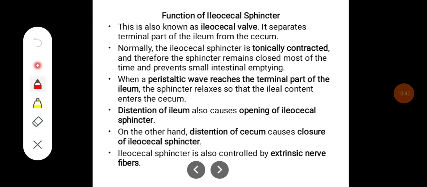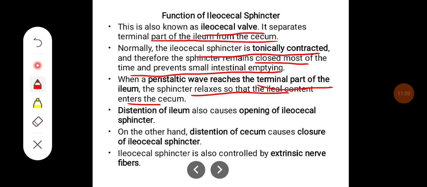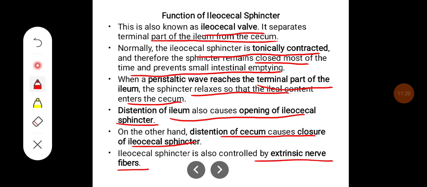Functions of the ileocecal sphincter. This is also known as the ileocecal valve. It separates the terminal part of the ileum from the cecum. Normally, the ileocecal sphincter is tonically contracted and therefore remains closed most of the time and prevents small intestinal emptying. When a peristaltic wave reaches the terminal part of the ileum, the sphincter relaxes so that ileal content enters the cecum. Distension of the ileum also causes opening of the ileocecal sphincter. On the other hand, distension of the cecum causes closure of the ileocecal sphincter. The ileocecal sphincter is also controlled by extrinsic nerve fibers.